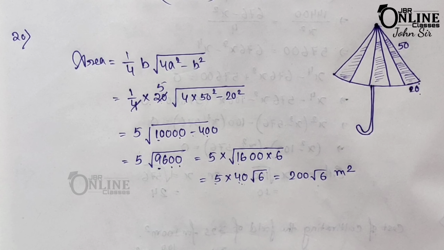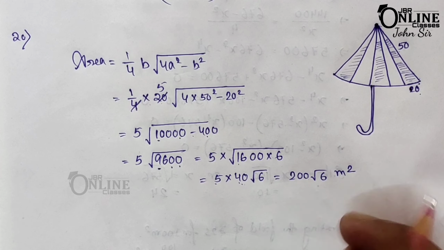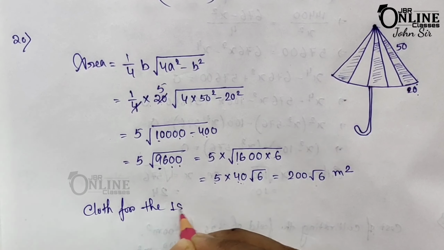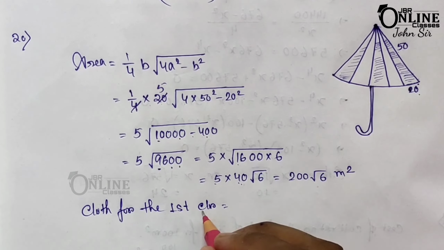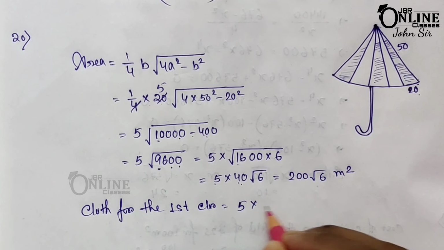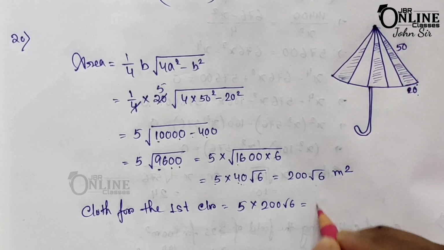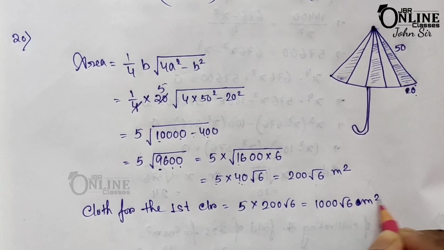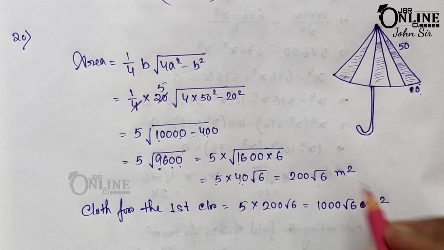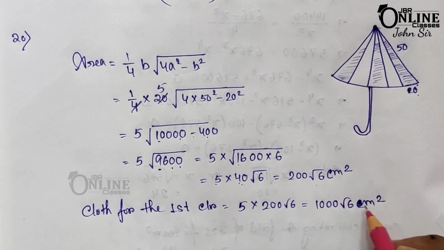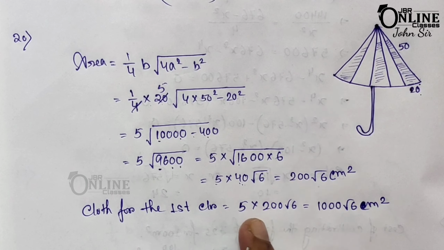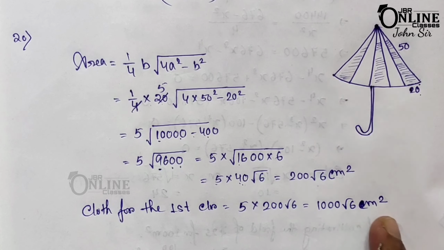Now you have to find out how much cloth for each color is required for the umbrella. So the cloth for the first color equals 5 into 200 root 6, that means 1000 root 6 meter square. Oh sorry, this is centimeter, not meter, it's given in centimeter. So centimeter square, and the cloth for the second color will also be 1000 root 6 centimeter square.